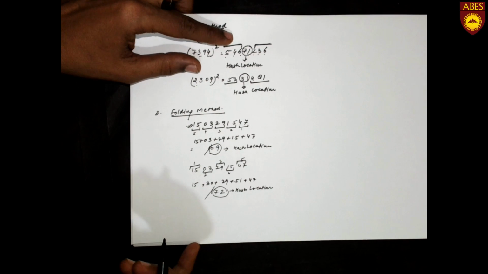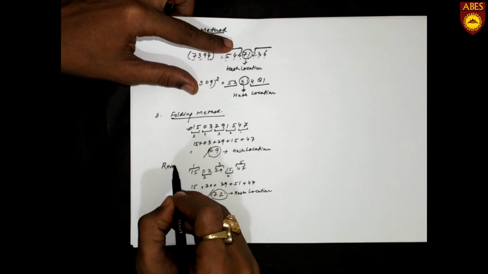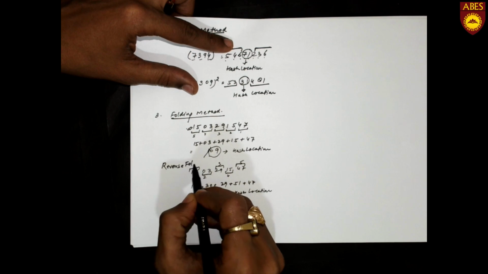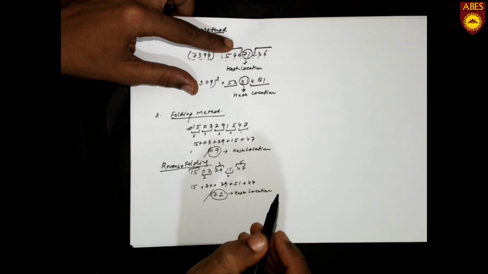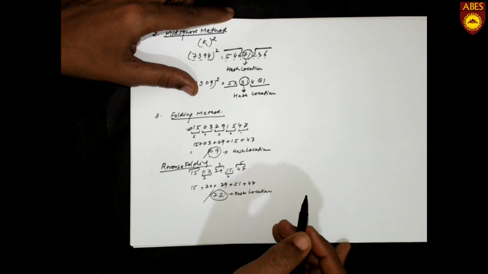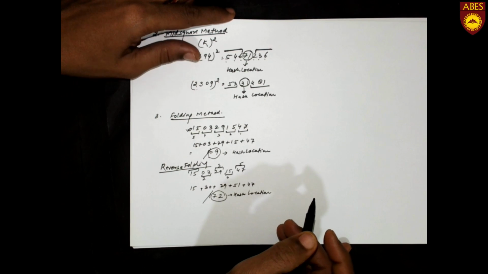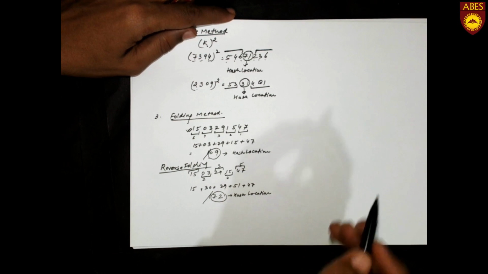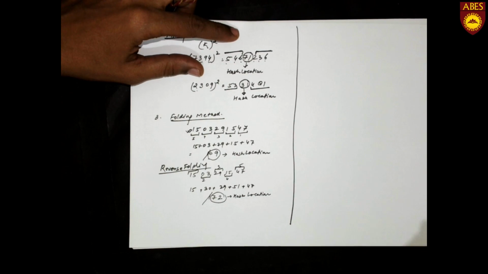Now this method is the folding method, and this is known as the reverse folding method. The method in which you are reversing every even numbered group while doing the addition, we say that this is the reverse folding method. So these are the 3 methods by which you can find out the hash location.